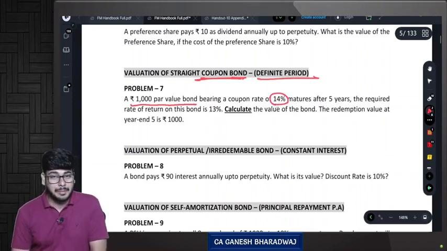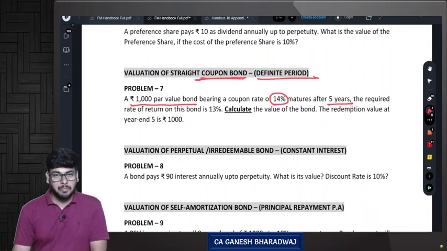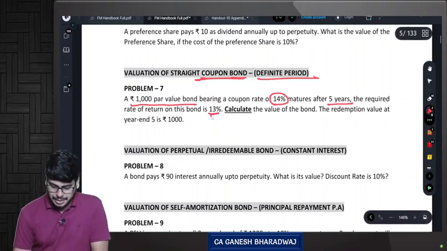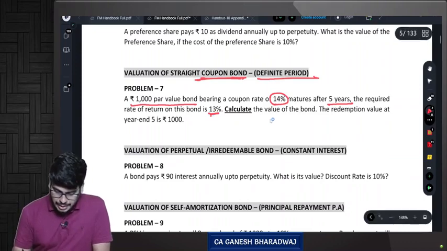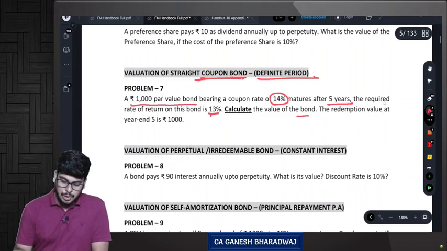Coupon rate means what? Interest rate. It matures after 5 years. The required rate of return on this bond is 13%. The rate of return that is expected is 13%. Calculate the value of the bond. The redemption value at the end of year 5 is 1,000.